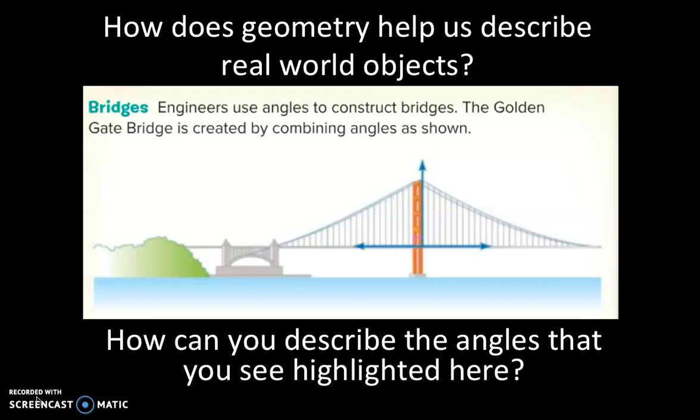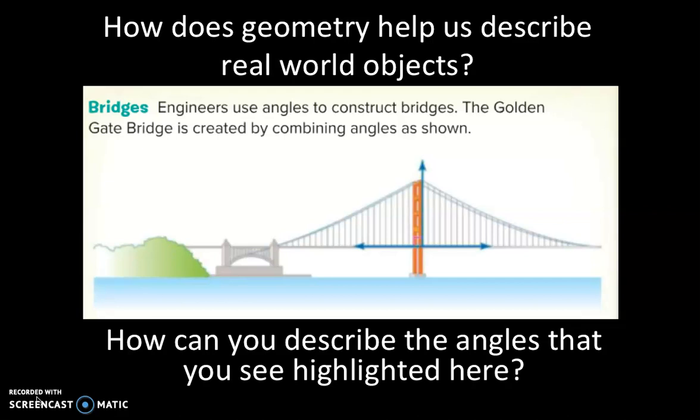Great! I'm assuming you have your book with you now. Please open it to page 543. You'll see that the same picture is at the top of the page. It shows a diagram of the Golden Gate Bridge. Can you describe the angles that you see highlighted here?